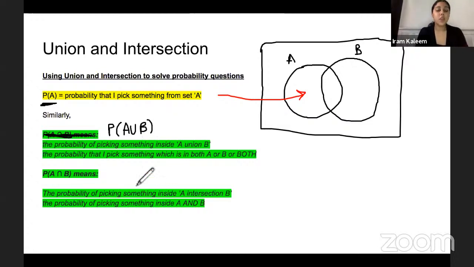Okay, so if I have P of A union B in the brackets, that means the probability of picking something inside the union. Basically, the probability of picking something which is in A or B or both. So it's the probability of picking something in A or B or both. So I'll give you a second to write this definition down.